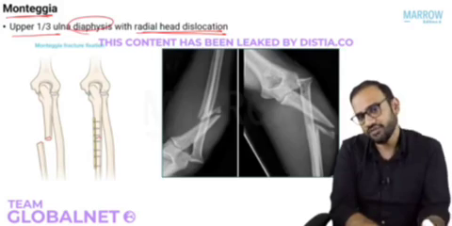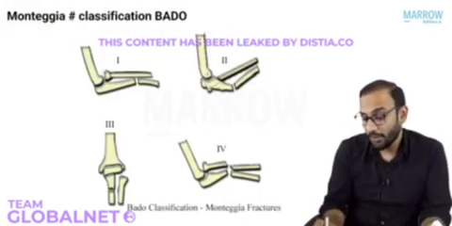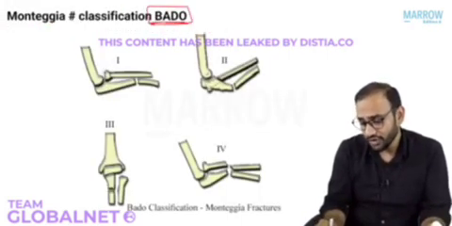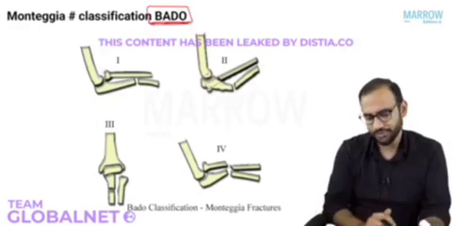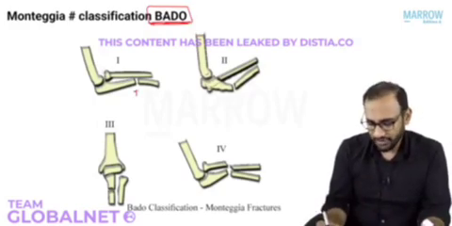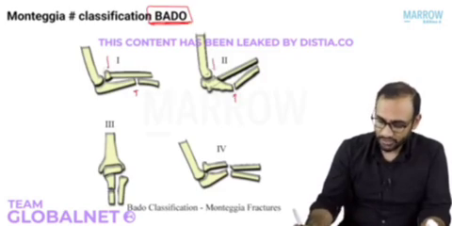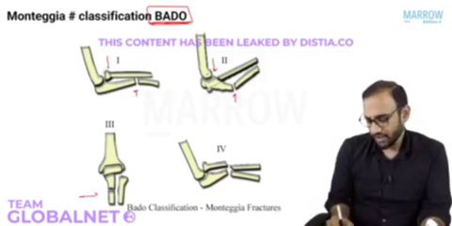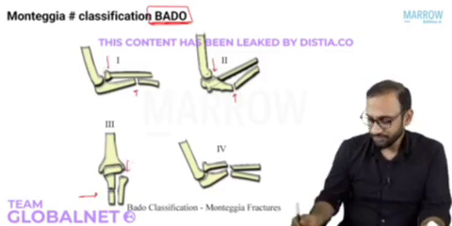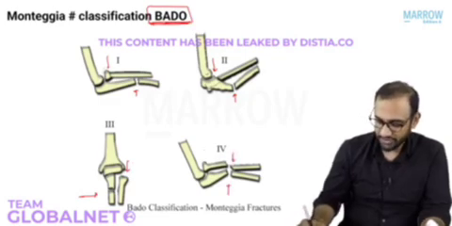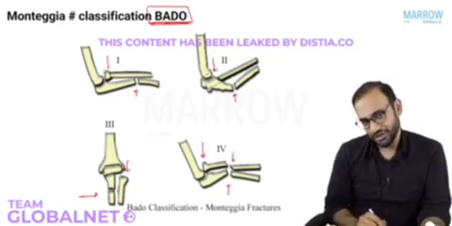Now, there is a classification for Monteggia fracture. It's called the Bado classification. Trust me, it looks overwhelming, but I'll simplify it for you. In type 1, there is an ulnar fracture with radial head dislocation anteriorly. Type 2, there is an ulnar fracture with radial head dislocation posteriorly. Type 3, there is an ulnar fracture with radial head dislocation laterally. And in type 4, both ulnar and radius fractures with radial head dislocation anteriorly.